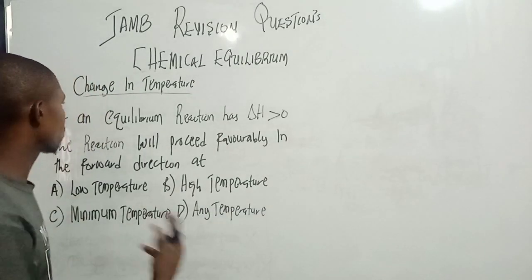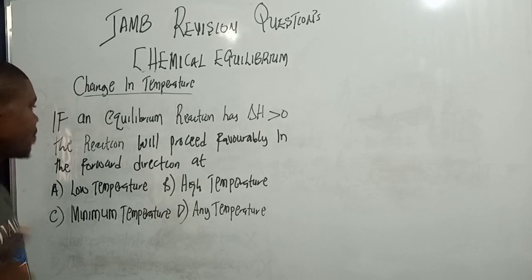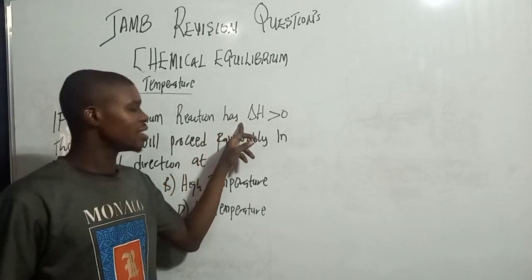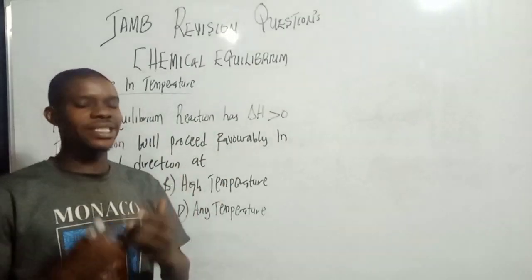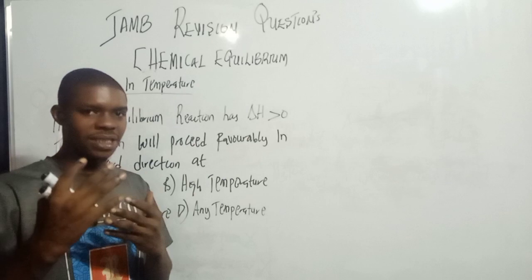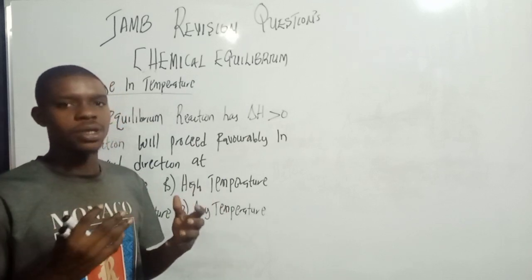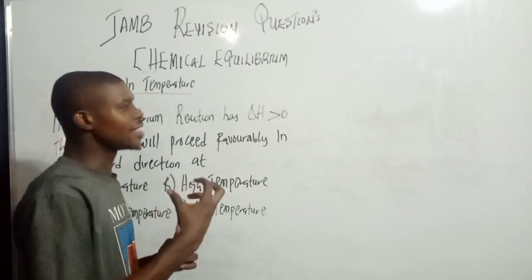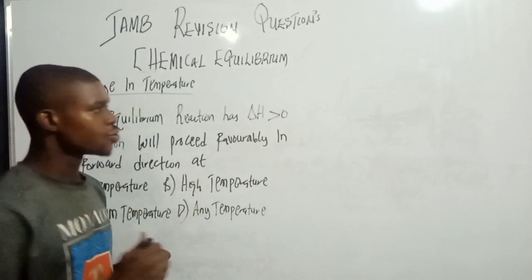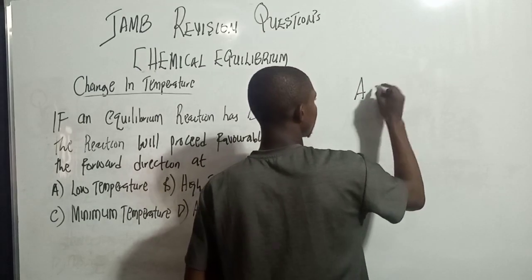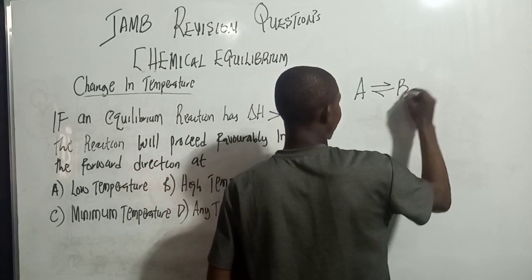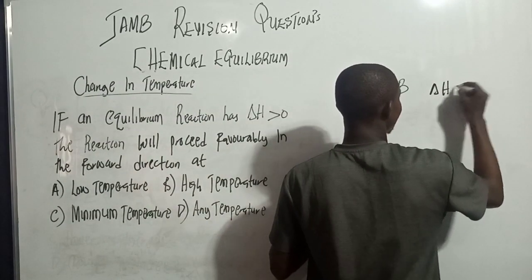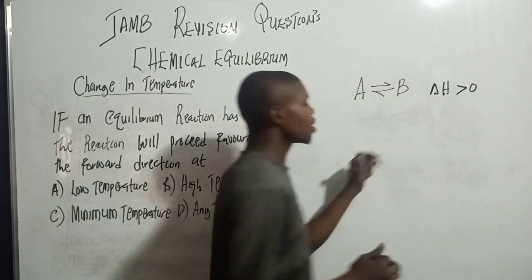Look at this question under change in temperature. Now, if an equilibrium reaction has delta H greater than zero, whenever delta H is greater than zero, I'm talking about a positive value. So the reaction is going to be endothermic, which means heat is absorbed. Imagine you have A going to B. They say delta H is greater than zero, so it is positive.